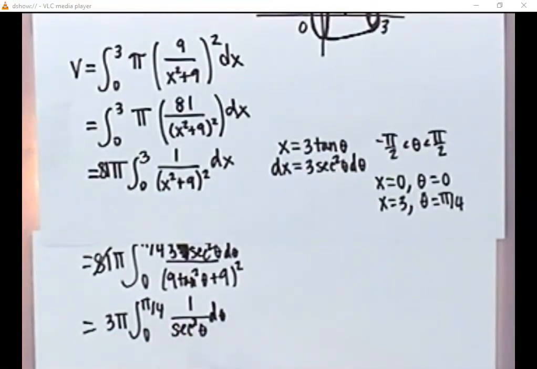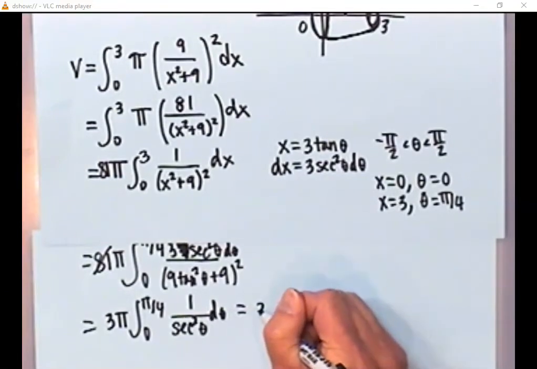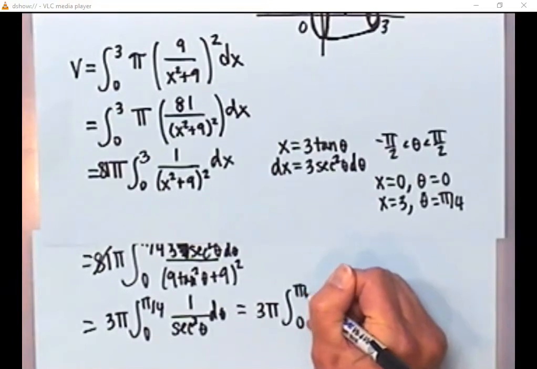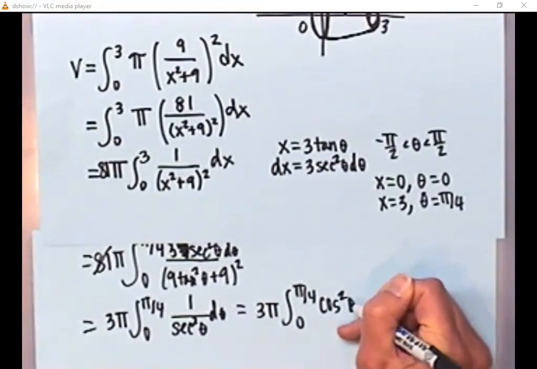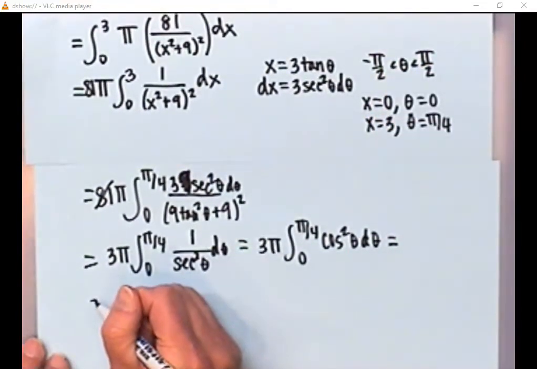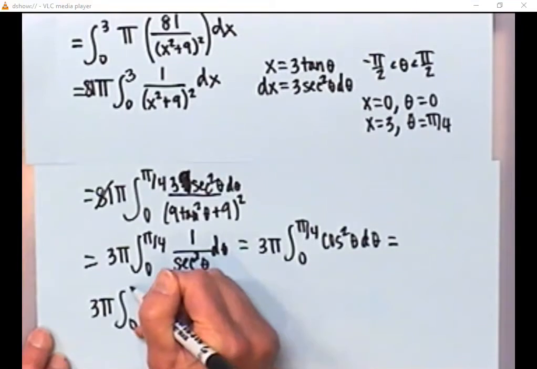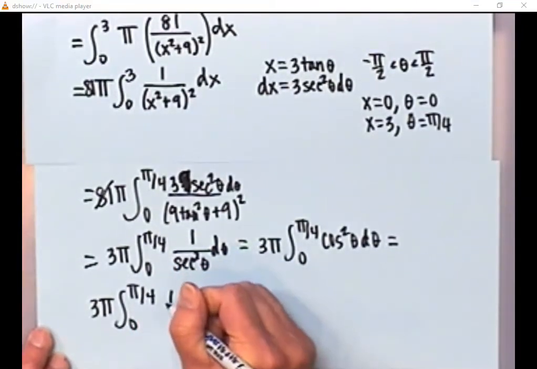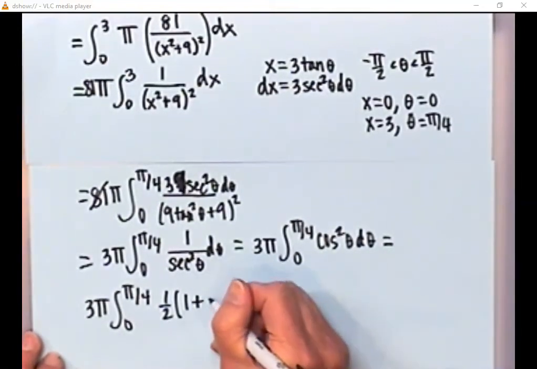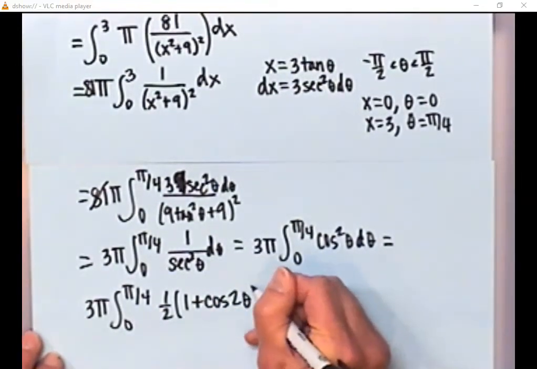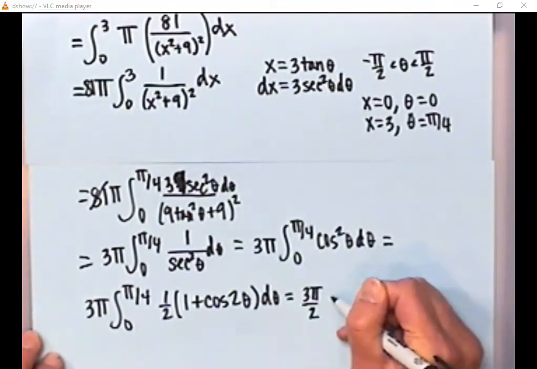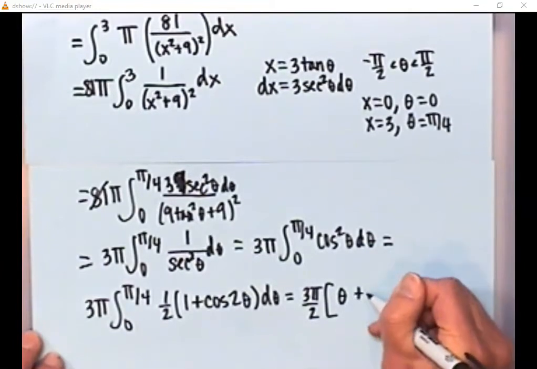How do you integrate 1 over secant squared? It's an identity. It becomes cosine squared. And then you could do power reducing. So let's see what we end up with. 1/2 of 1 plus cosine of 2 theta. Yep. So now I have 3 pi over 2. Integrating that will be a theta plus 1/2.